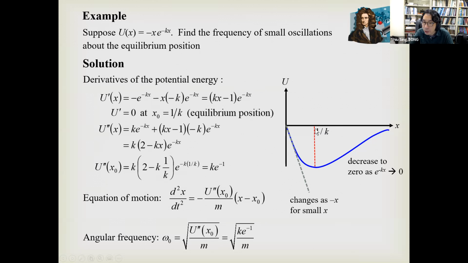So in between, there must be a minimum, right? There's a minimum, and that minimum is the equilibrium position, the stable equilibrium position. And we want to find oscillation about this equilibrium position.